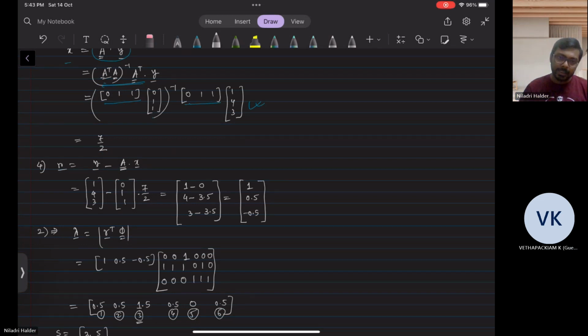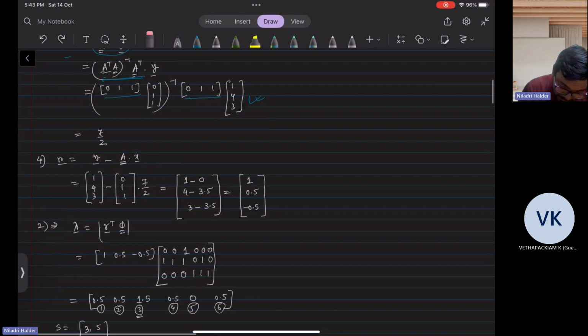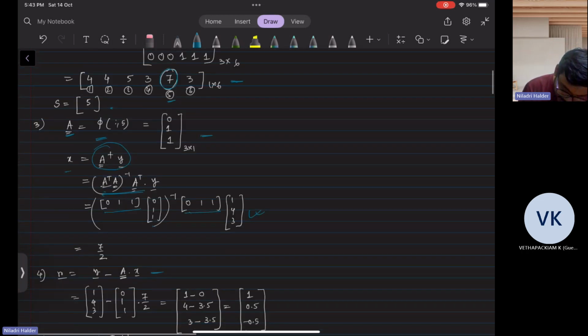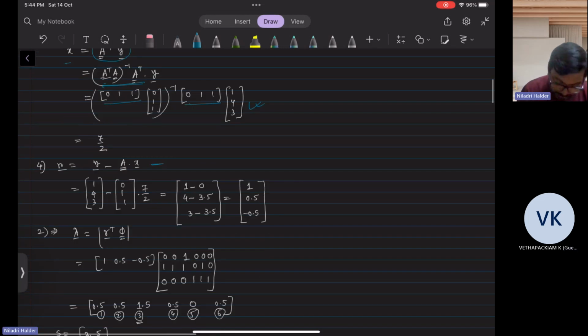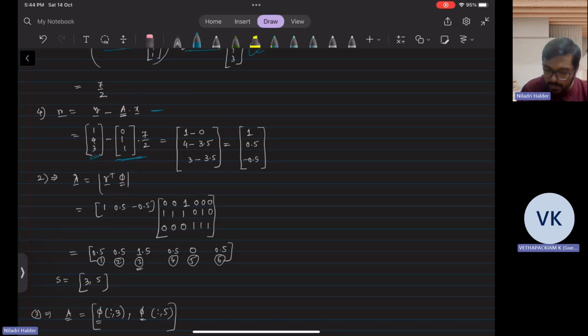Again I will find the residue. Earlier it was y, so now it is y minus Ax, where y is 143, A is the vector 0 1 1, and x is 7 by 2, which we are getting now. So I subtract this portion Ax from y. That gives one half minus half. This is ultimately the residue we are getting.